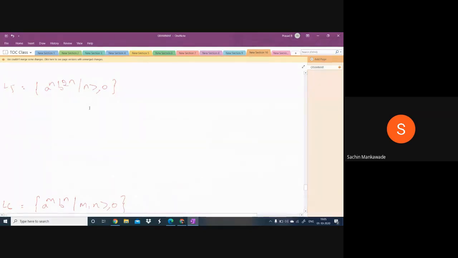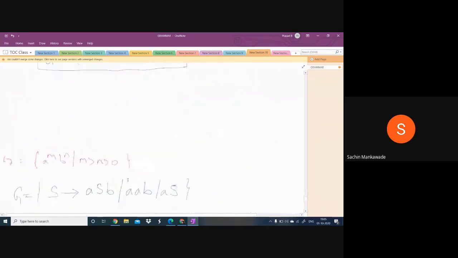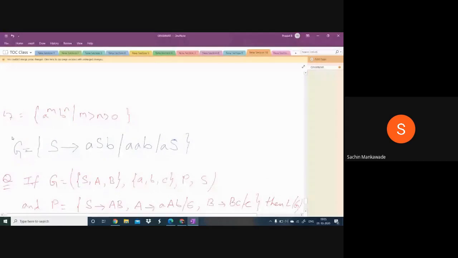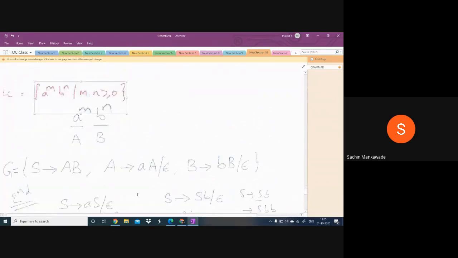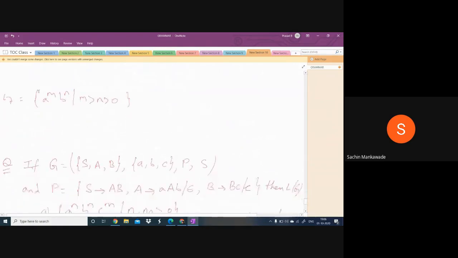L5. And L6: A power M B power N, where M, N greater than or equal to 0. And L7: A power M B power N, M greater than N greater than 0. This is L6: A power M B power N, M, N greater than or equal to 0, where L7 is A power M B power N, M greater than N greater than 0.